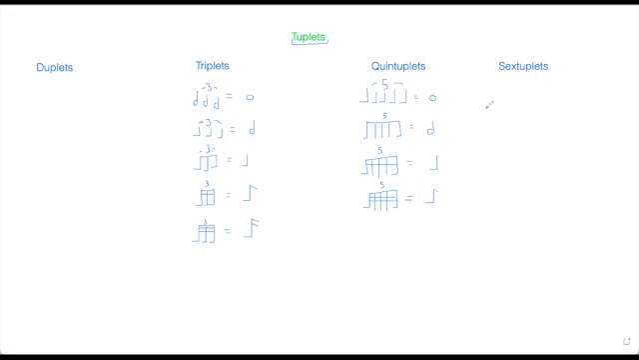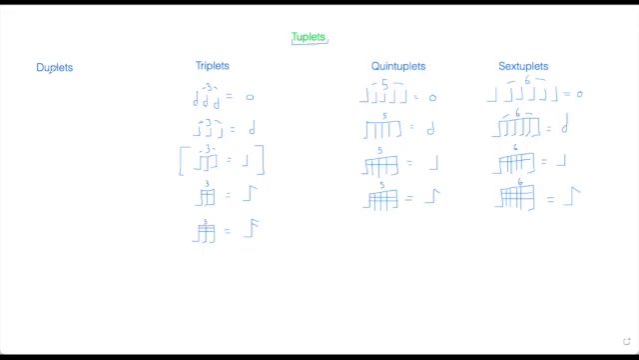Those give me a quaver. A sextuplet is actually very similar to the quintuplets. So if you know the quintuplets, then sextuplets should be quite easy to learn off by heart as well. So I'm just going to quietly draw these in. Alright.